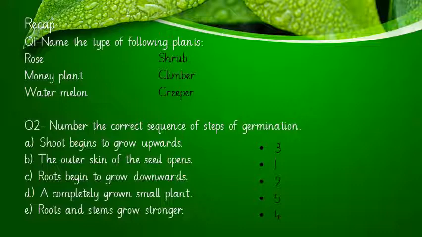Roots begin to grow downwards. This is second step of germination. A completely grown small plant. This is fifth step of germination. Roots and stems grow stronger. And this is fourth step of germination.